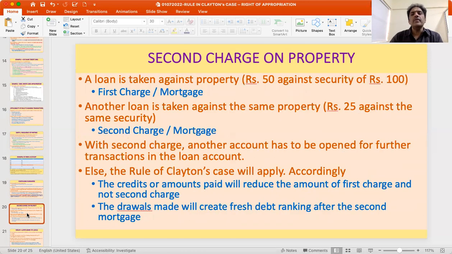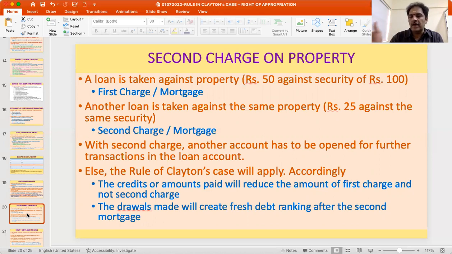Then second charge of property is another instance where someone has to be very cautious because of the application of the rule in Clayton's case and the priority that will result from it. So what is the second charge? Suppose there is a property worth 100 rupees, and against that property as security, where a charge or a mortgage is created, a loan is taken, say of 50 rupees.